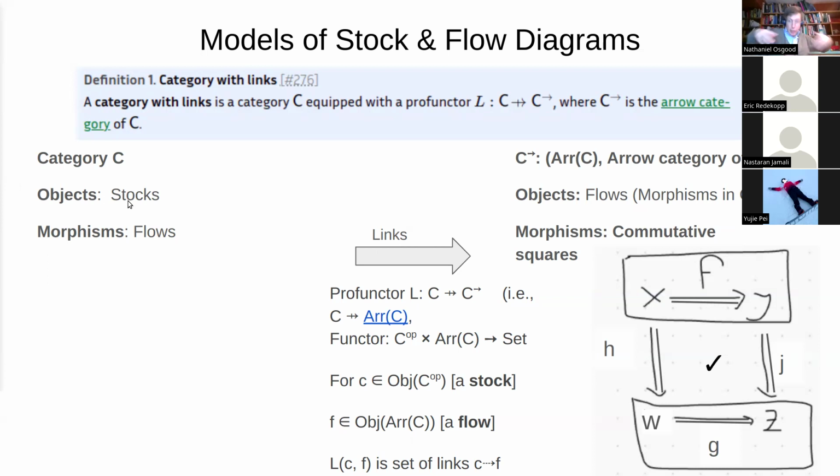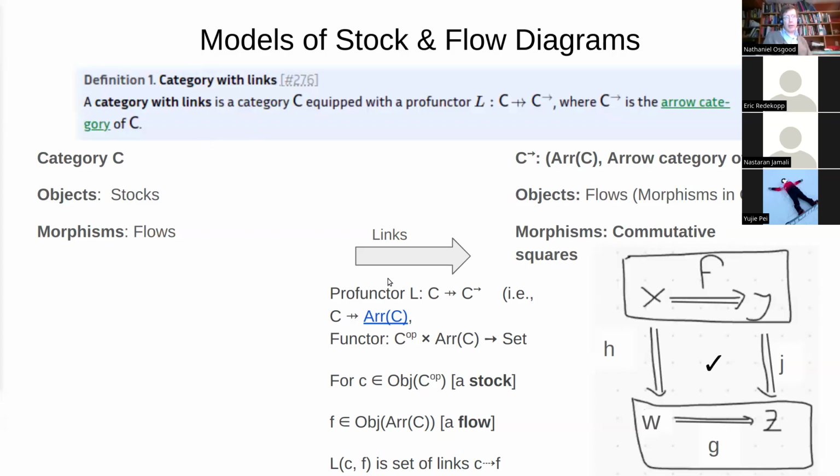A flow depends in general on the state of the system. For a given stock, there's some set of links from it to any other flow. For many of those stock-flow pairs, it may be empty if there's no dependence of that flow on that stock, but it allows us to have zero or more.